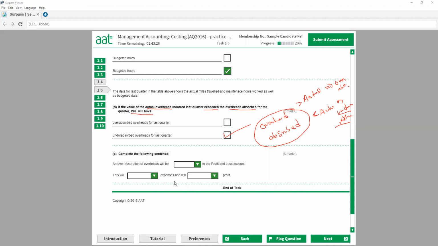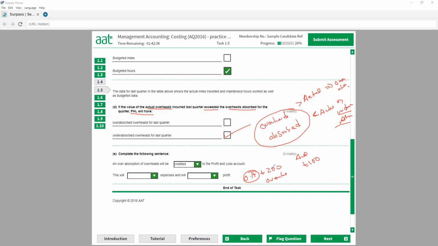Finally, the next one we have here, an over absorption of overhead will be credited to the profit and loss account, because if we have a over absorption, that means we absorb more. Let's try to understand that. For example, the overhead is expense. Let's say we said our expense will be 200. This is overhead absorbed. So basically we planned, or we said overhead will be 200 pound. But when I see the actual it says 100 pound. That means we make the over absorbed. We absorb more than the actual.